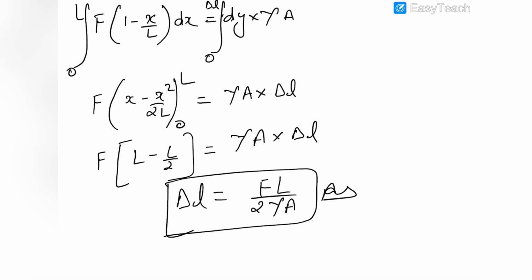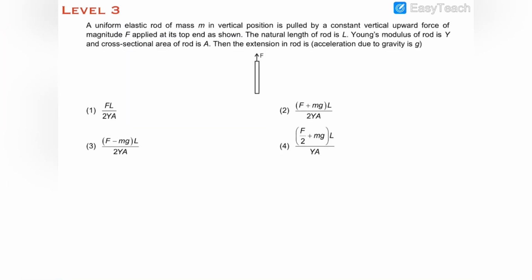Now we move on to the next question. In this question, you can see that there is a rod which is pulled with a constant force F in the upward direction. The mass of the rod is m and acceleration due to gravity is g. The natural length of the rod is L, and gamma is its Young's modulus, and the area of cross section of the rod is A. We need to find out the extension produced in this rod.